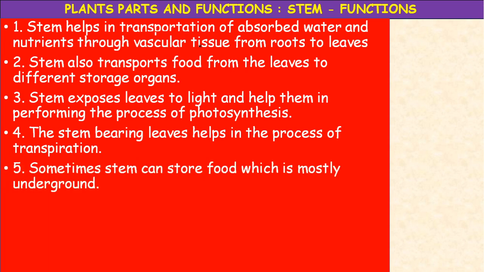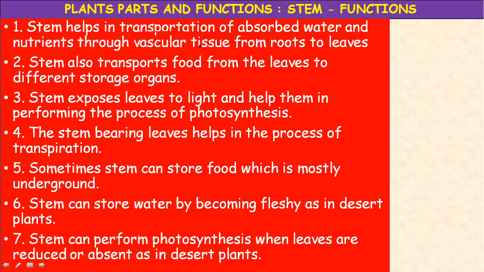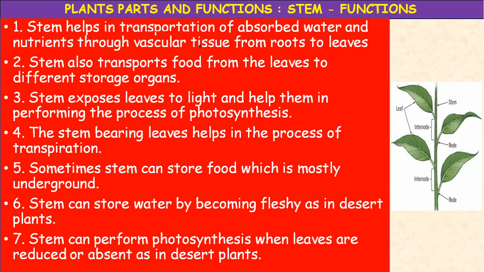Sometimes the stem can store food, which is mostly underground. There are certain types of stems like potato, ginger, turmeric. They are all underground stems which store the food material. The stem can store water by becoming fleshy. You can observe this in the desert plants like Opuntia and cactus. The stem can perform photosynthesis when the leaves are reduced or absent. For example, in desert plants like Opuntia and cactus, the stem performs photosynthesis. Those are the functions of the stem.